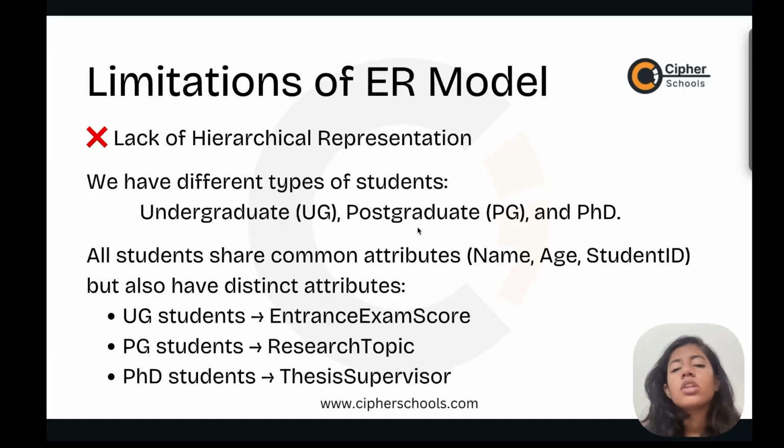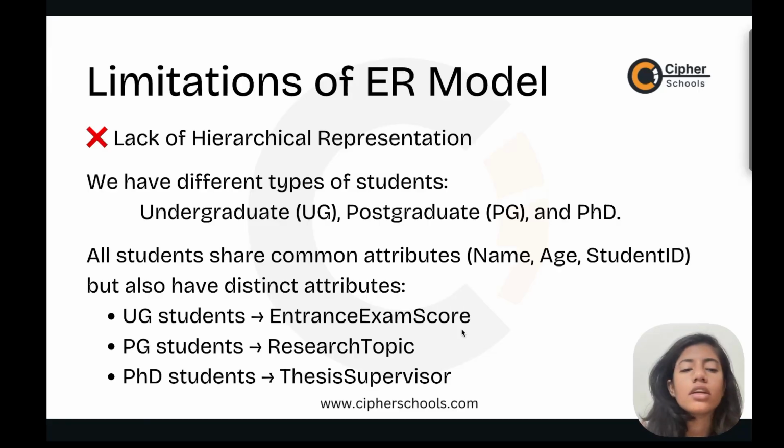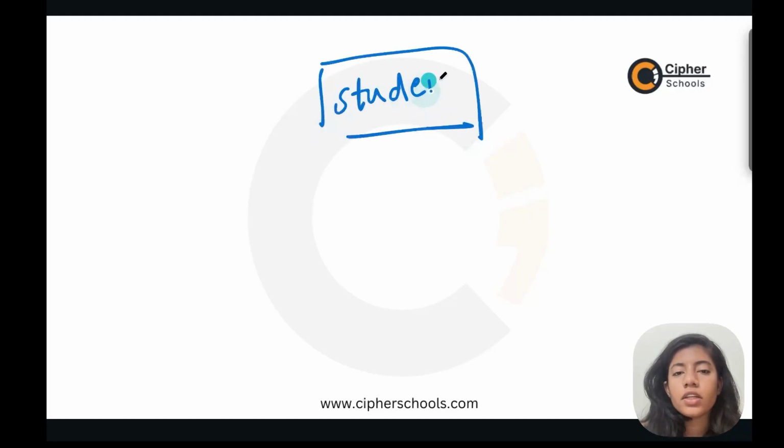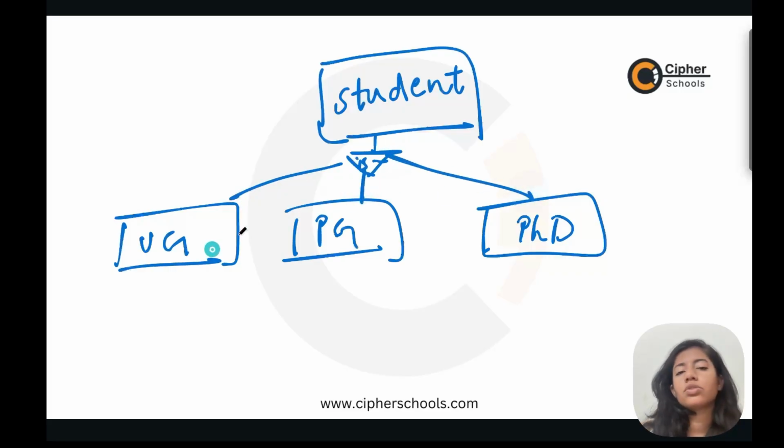If you merge all the things, you are going to waste space in the student entity. If a student is PG, postgraduate, there's no need of writing entrance exam score and thesis supervisor. So the entity relationship model ends up wasting space, and it is not optimal. So what we do in this scenario is we create one entity, which is student, and then student can be further divided as a PhD student, a PG student, and a UG student.